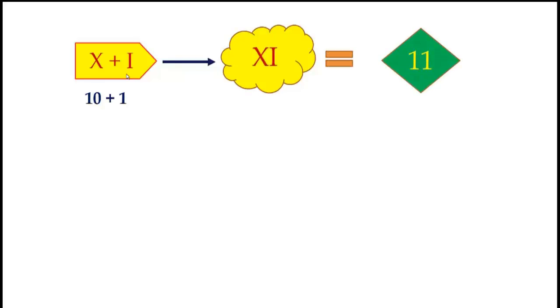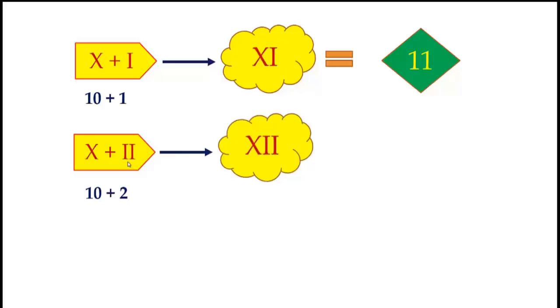The next number, 12. It has to be written as 10 plus 2. Now you know the Roman numeral for 2, right? The Roman numeral for 2 is II. Hence, 12 is written as 10 plus 2. Again, here the rule of addition is applied. So, XII will give you the number 12.